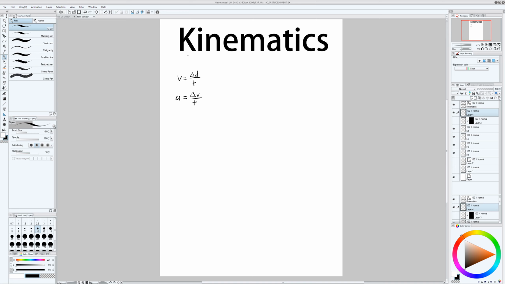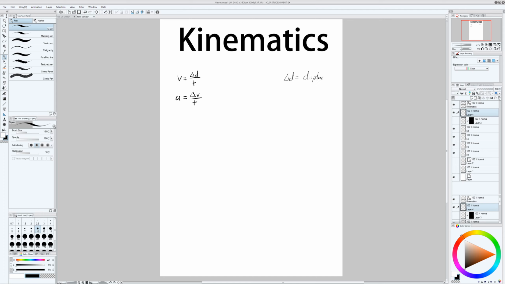So the variables we have, we've got delta d. Now we're going to keep that delta there, even though I'll show that delta can be used in other ways. We're going to keep this here because it works as is. Now delta d is the change in displacement.